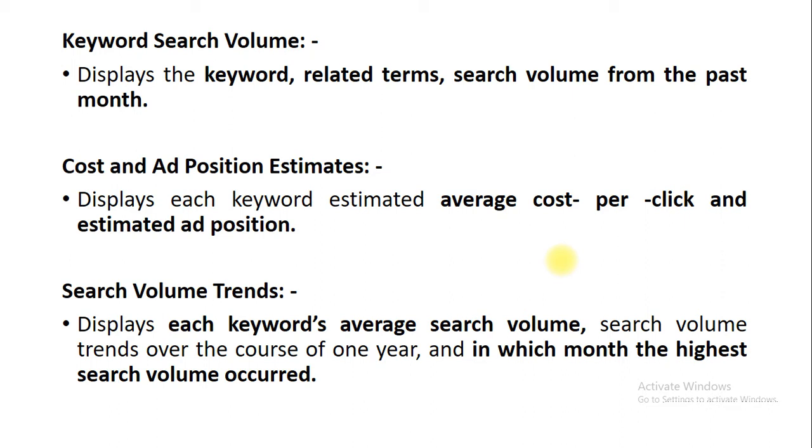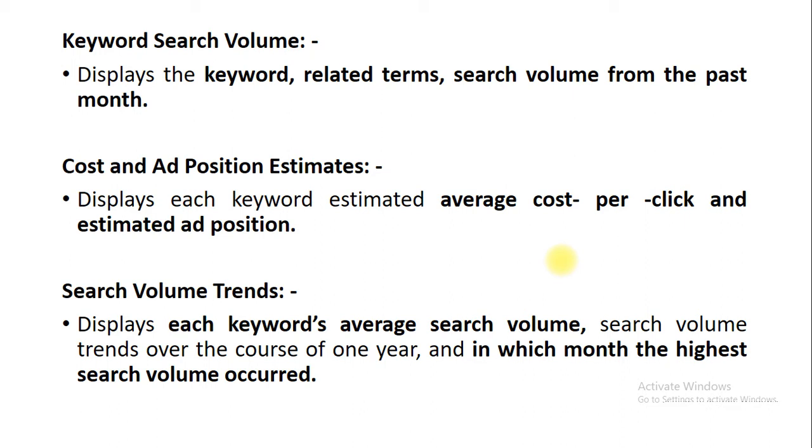Next is called cost and ad position estimates. It displays each keyword's estimated average cost per click and estimated ad position. See, CPC means cost per click. So for a particular keyword, if I want to purchase that keyword, how much cost do I need to pay? That is possible with the CPC, and you can get this information using the Google AdWords keyword tool.